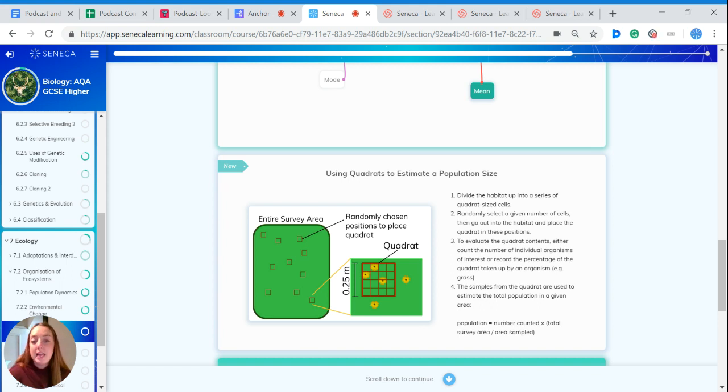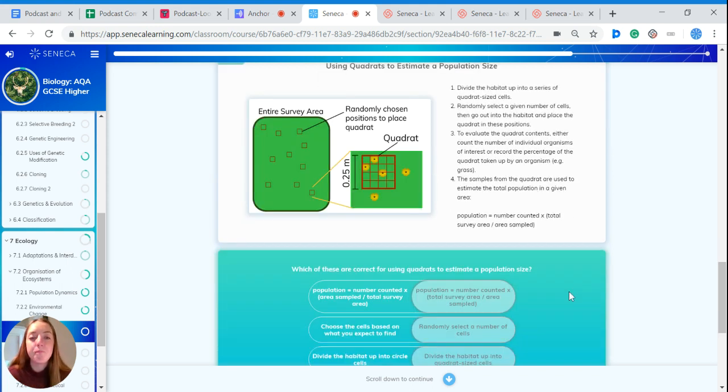And how do we calculate the population? So there's an equation you can use where population equals the number counted times the total survey area divided by the area sampled. That's the equation you need to know.